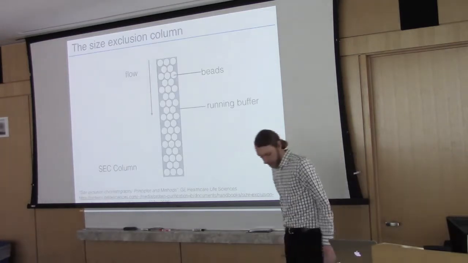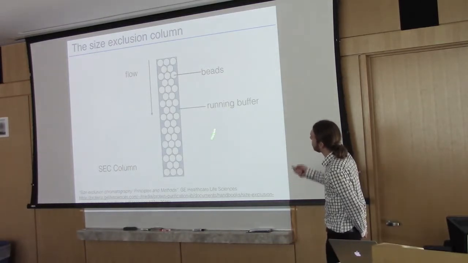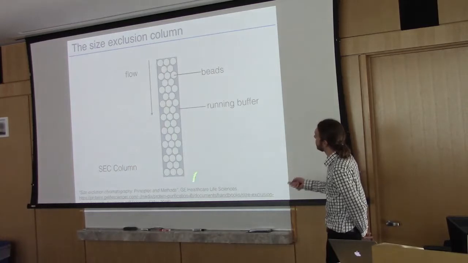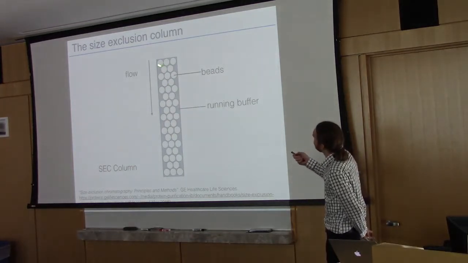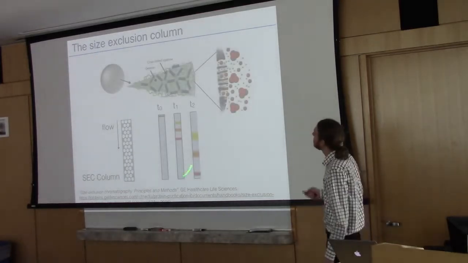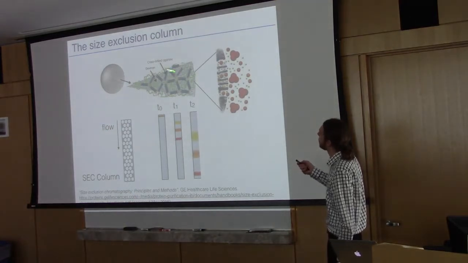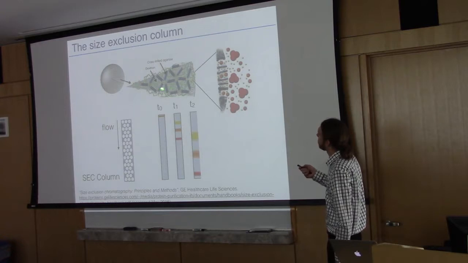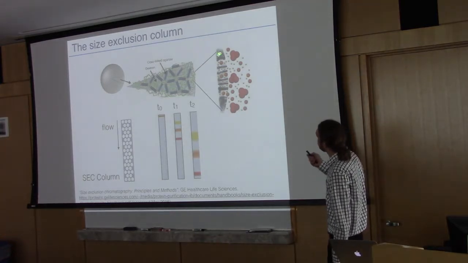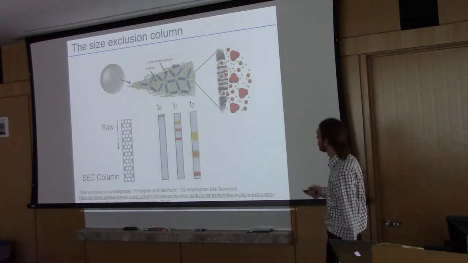Okay, so the size exclusion column: basically you have a bed composed of beads, and you flow across the beads, and the beads are porous. In blue here, this is showing the running buffer, and white are the beads. Each bead is usually composed of some porous material, in this case a cross-linked agarose with dextran. The idea is that you create pores of pretty well-defined size so that certain sized molecules can go inside and certain larger ones are excluded.